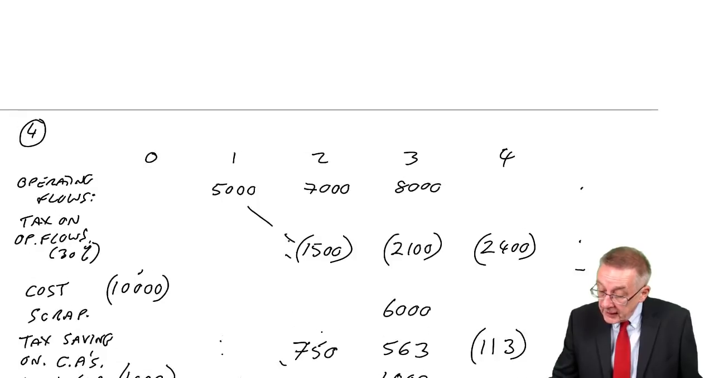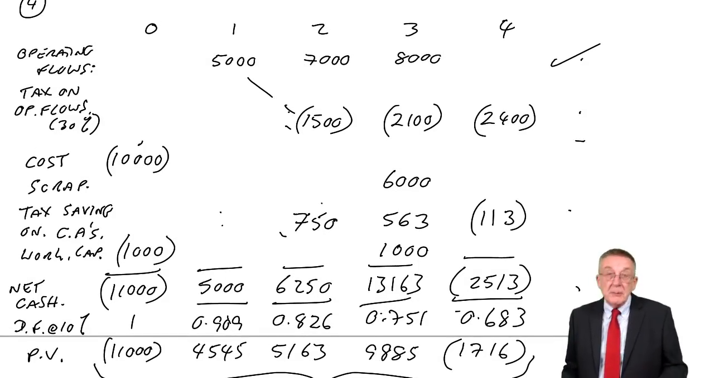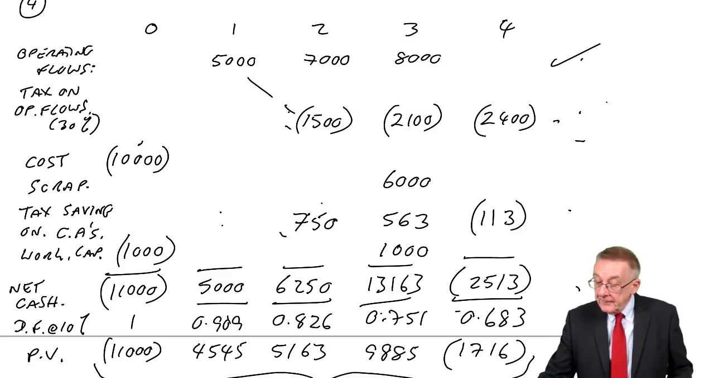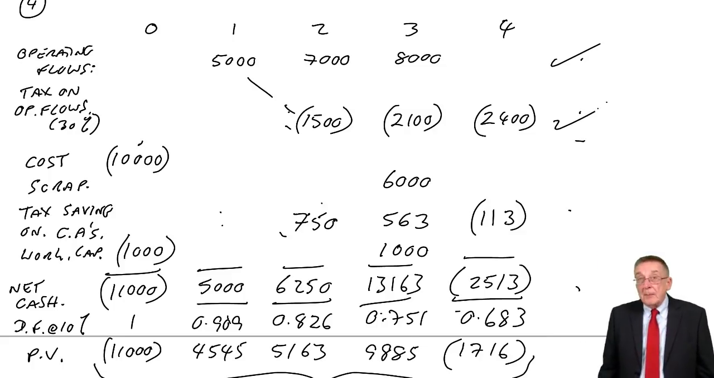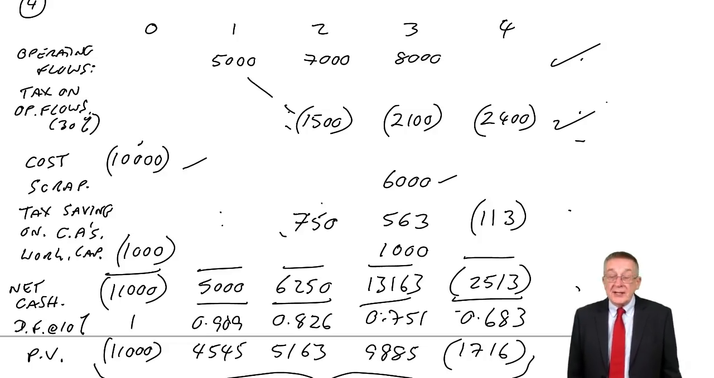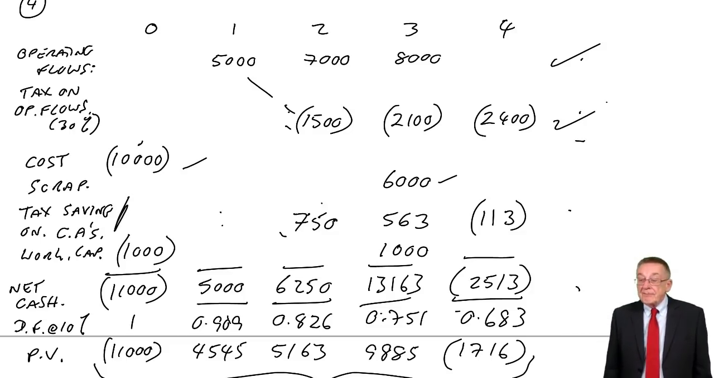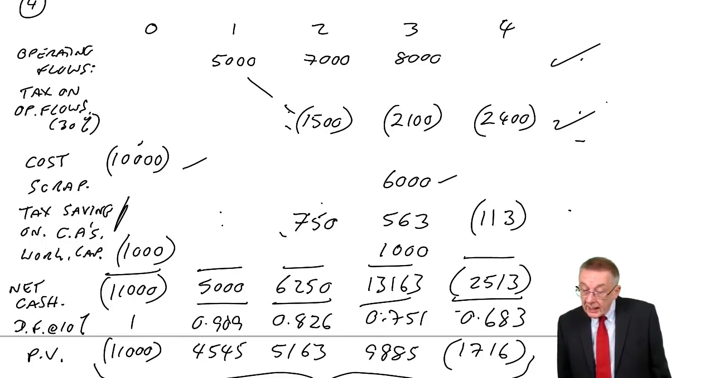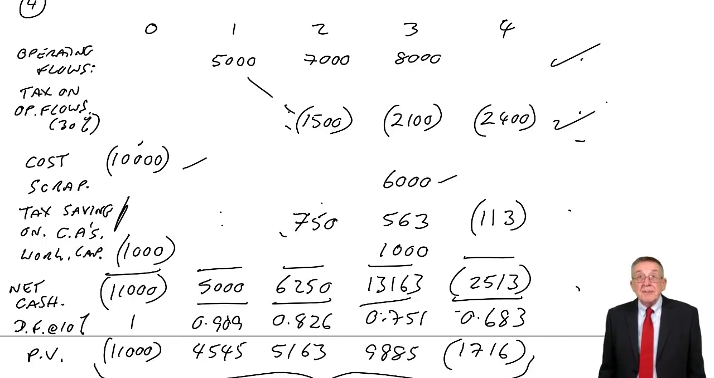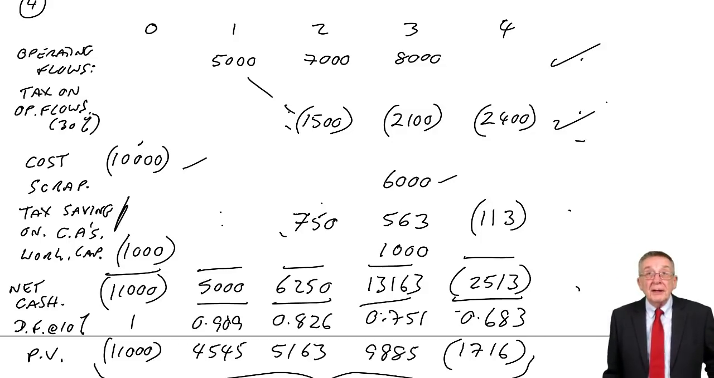But the nice thing about dealing with tax this way, you see, the operating flows here were a joke, easy. Half a mark, it was given in the question. The tax on them, half a mark, maybe 1 mark, because there was some arithmetic to do, but easy. The cost and the scrap. Again, you can all misread a question, but otherwise, straight from the question, half a mark. Tax saving on the capital allowances takes time. You show your workings so that, again, you can still get marks if you were doing it the right way, even if something went wrong.